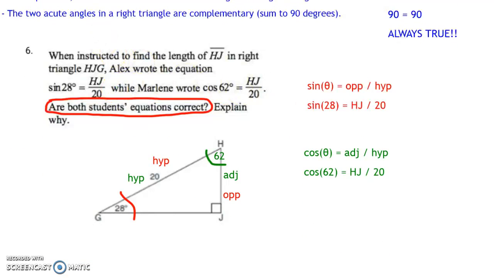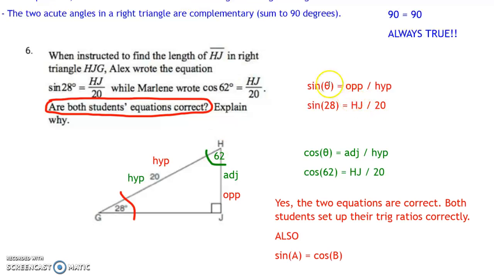The question here asked, are both students' equations correct? Explain why. Well, let's see an explanation. So you could have shown their two setups and said that the two equations are correct because they're set up correctly. You could have also said that the sine of a is always equal to the cosine of b for a right triangle, and we know that a is 28. That was given to us.